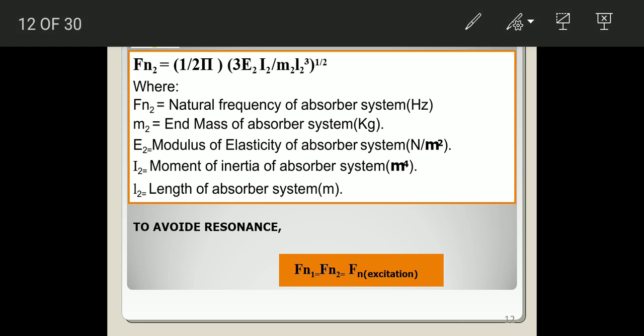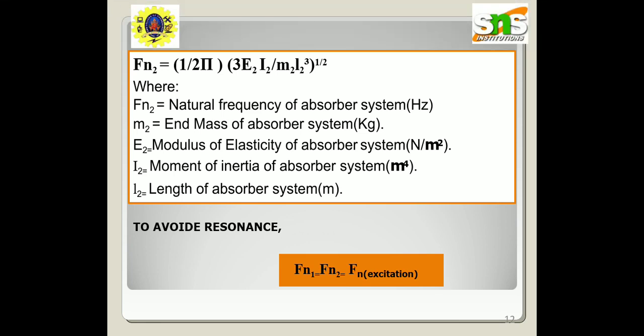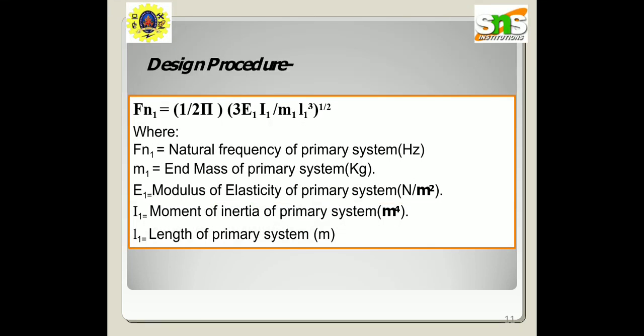This is the design procedure. For vibration, Fn = 1/2π × (3 E1 I1 / M1 L1³)^(1/2), where Fn is the natural frequency of the primary system, M1 is the end mass of the primary system, E1 is the modulus of elasticity of the primary system, I1 is the moment of inertia, and L1 is the length of the primary section.